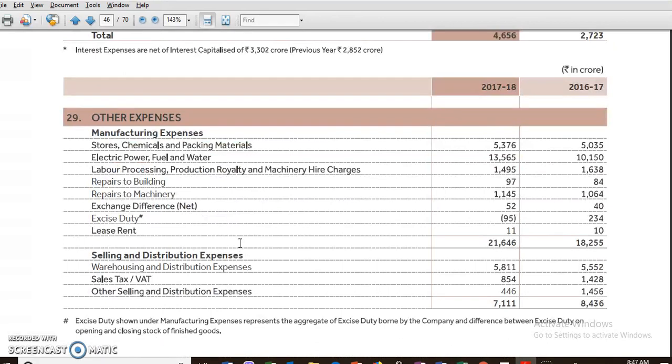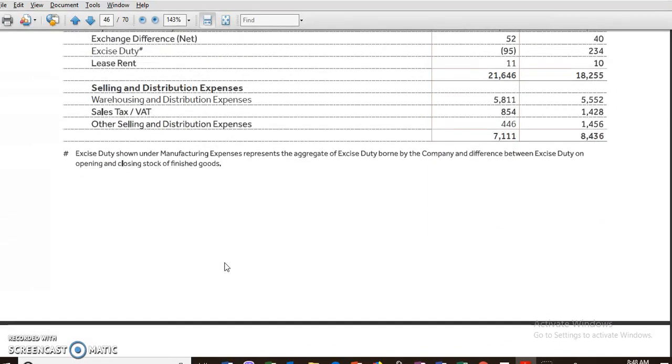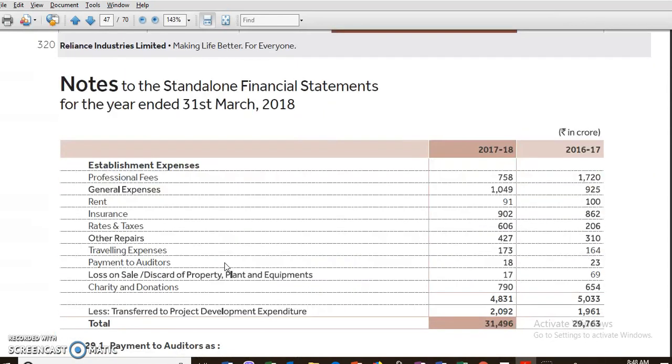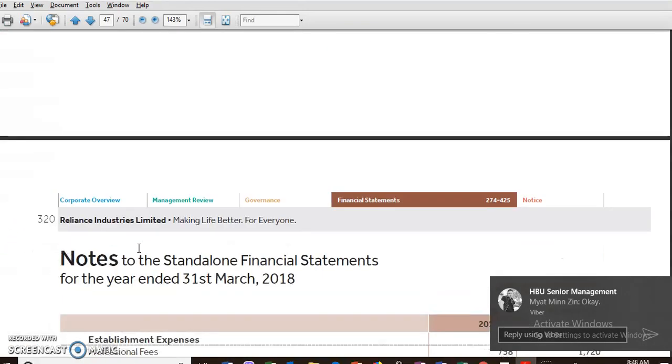Other expenses are manufacturing expenses, like your electricity, fuel, repairs, and then selling and distribution, and then your administrative expenses. So it is usually a norm in various industries to classify into 3 categories: your cost of manufacturing or production or maintenance, then selling and distribution, and then establishment. Establishment is most of your administrative expenses, professional fees, rent, insurance, and other things.